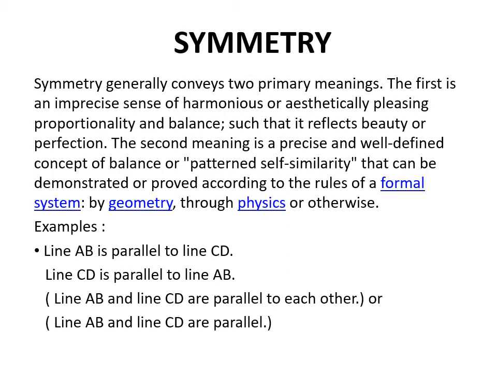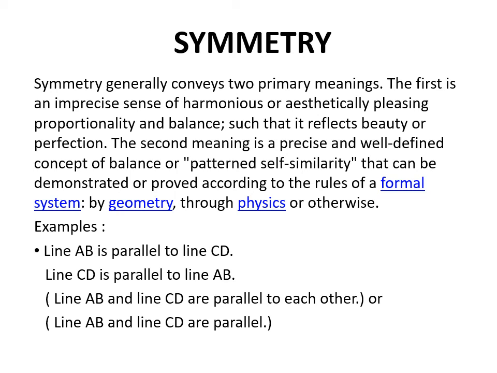Symmetry generally covers two primary meanings. The first is the imprecise sense of harmonious or aesthetically pleasing proportion and balance, such that it reflects beauty or perfection. The second meaning is a precise and well-defined concept of balance, or patterns of similarity, that can be demonstrated or proved according to the rules of a formal system, by geometry, through physics or otherwise.